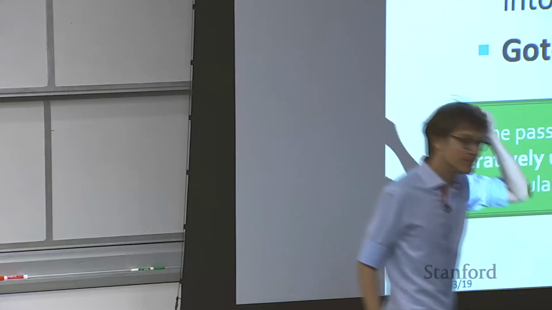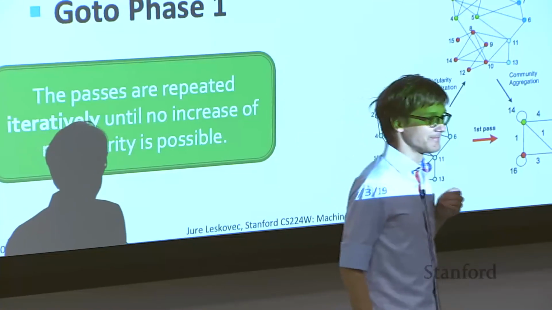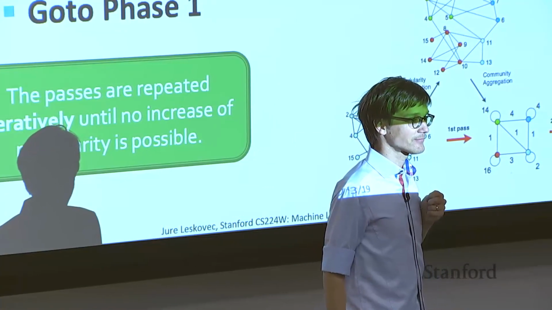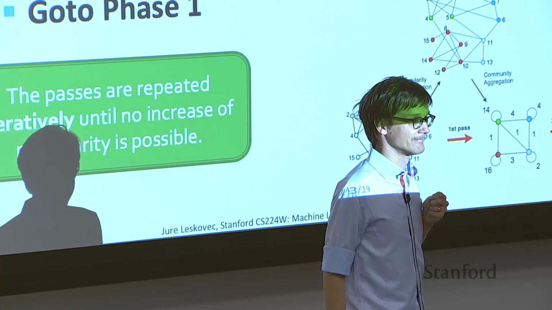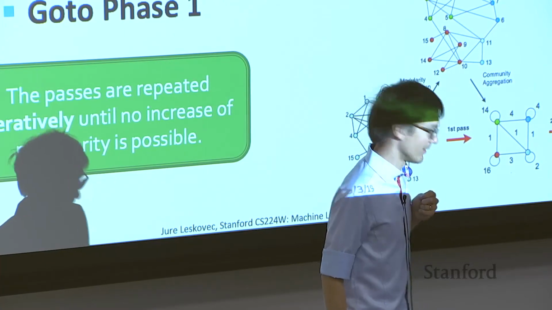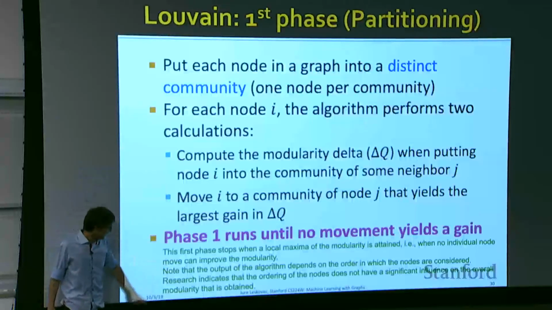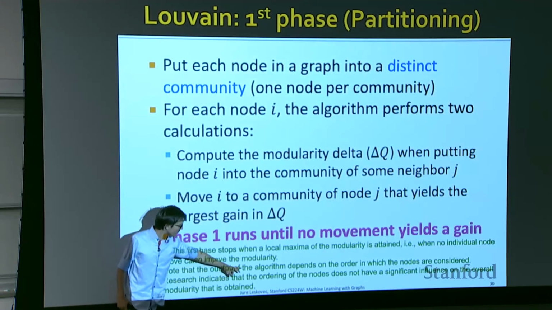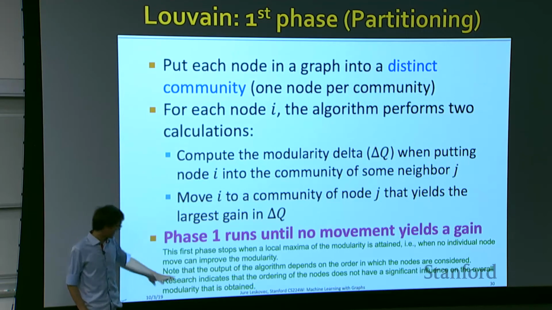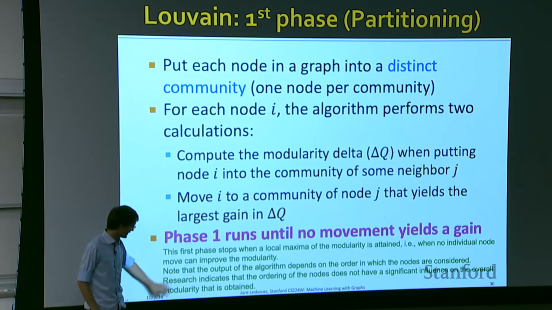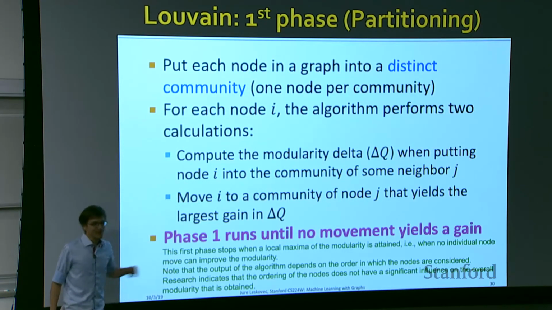Yes? It seems like the order in which you are doing phase 1 would affect the outcome. Is there a heuristic for which order you should proceed through the nodes? Great. I have a note here. Note that the output of the algorithm depends on the order in which the nodes are processed. Great question, I was anticipating it. I will explain when I come to it, okay?